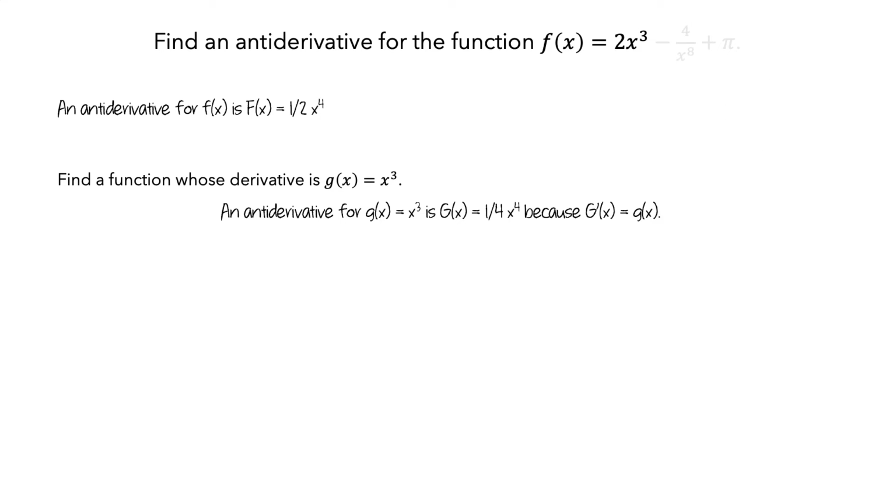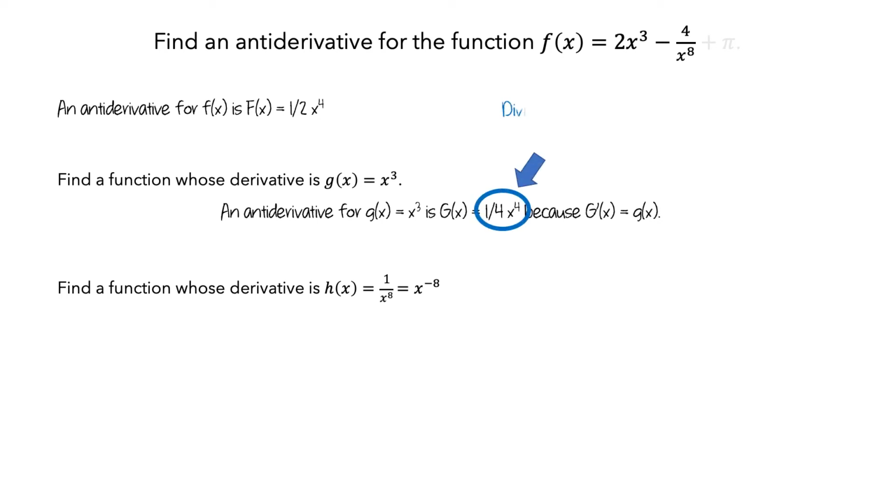Now let's look at how to find the antiderivative for the second term of little f. Let's simplify this a bit and attempt to find a function whose derivative is just positive 1 over x to the 8th. It might be easier to rewrite this fraction using a negative exponent. Before we make the first attempt at an antiderivative for h, let's go back to g. You might have noticed, for g we divided by the new power of x when doing the antiderivative. Let's try the same thing for h.